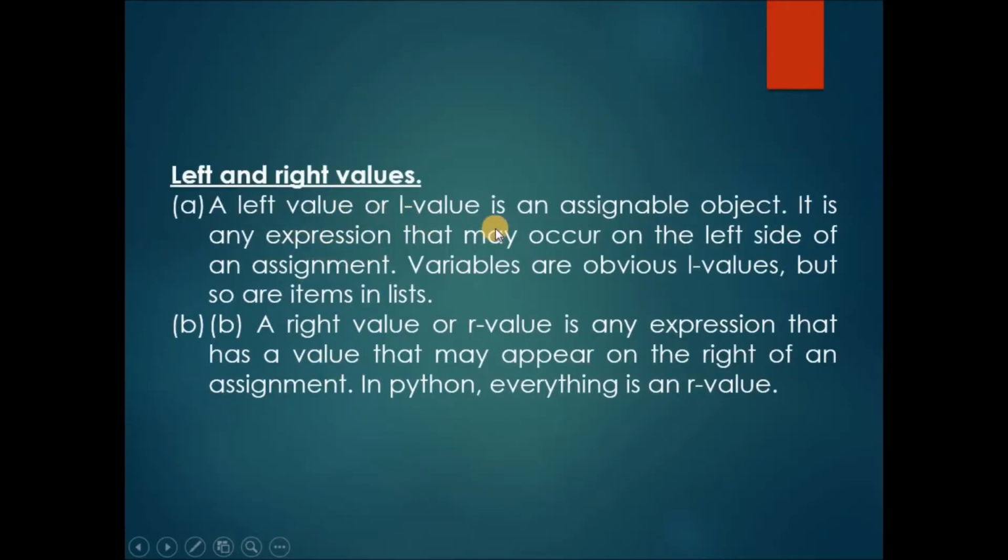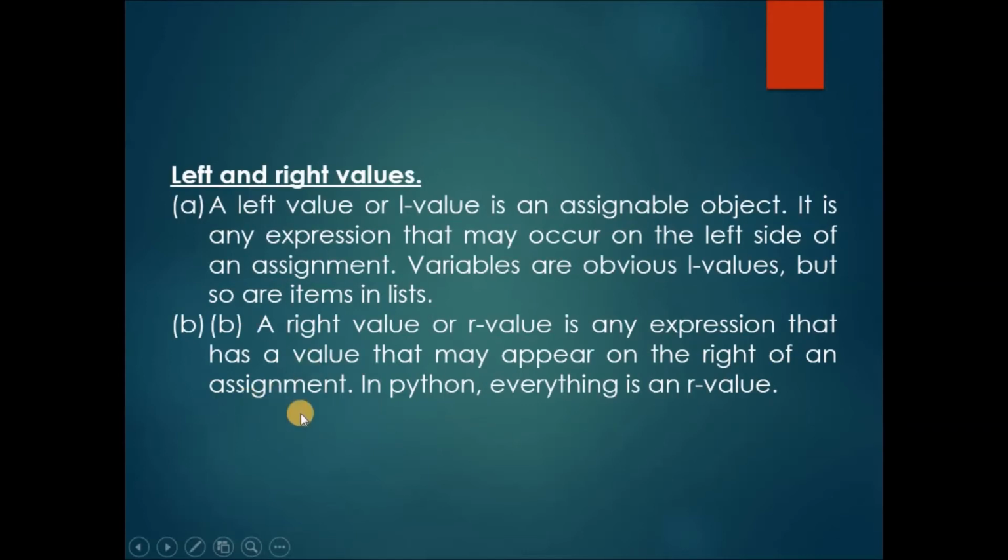A left value or L value is an assignable object. It is any expression that may occur on the left side of the assignment. Variables are obvious L values. Okay, variables you can say are L values, but so are items in lists. That means variables you can say are L values. Just remember that. And R value is what? A right value or R value is any expression that has a value that may appear on the right of an assignment. In Python, everything is an R value.